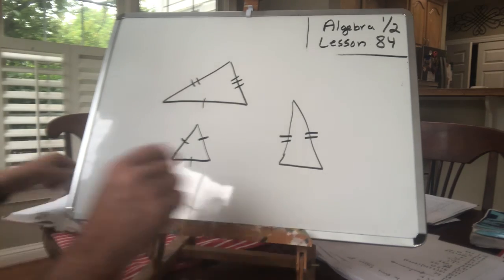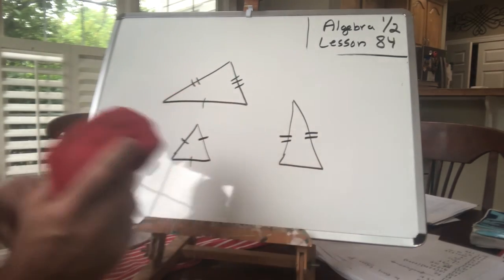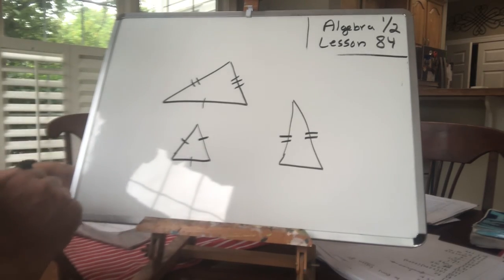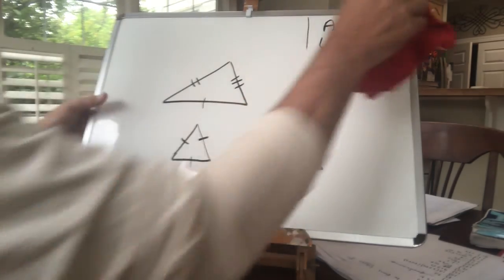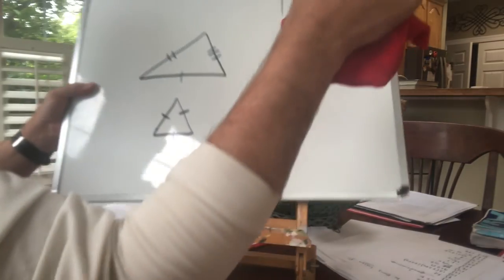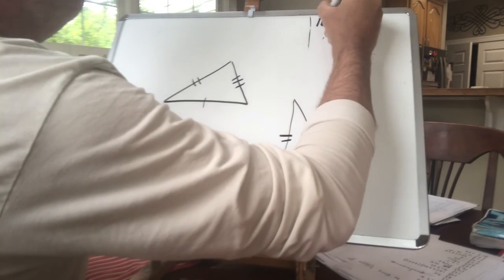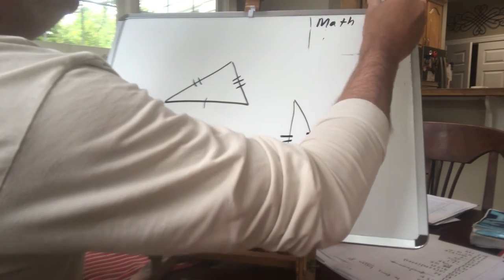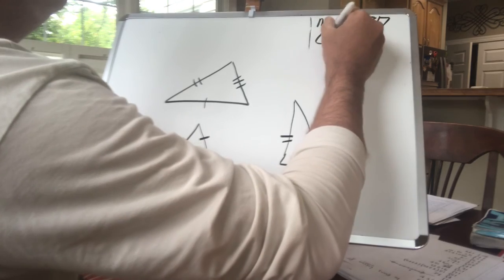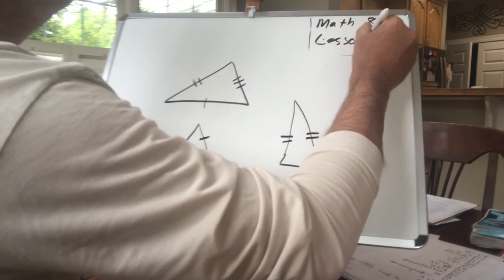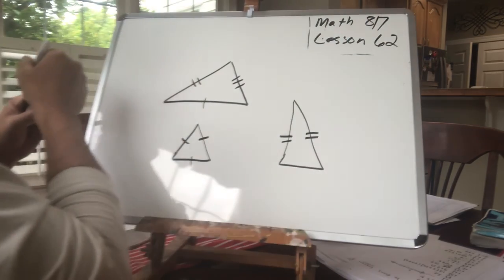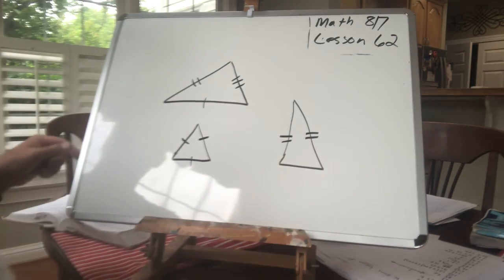Okay, that is the lesson. Oh, I never changed that. This was Math 8-7, lesson 62. Okay, forgot to change that label.